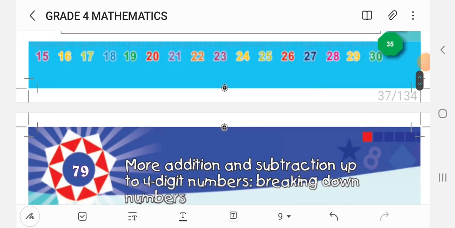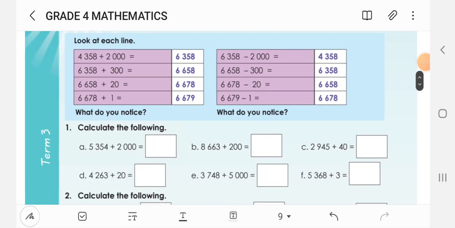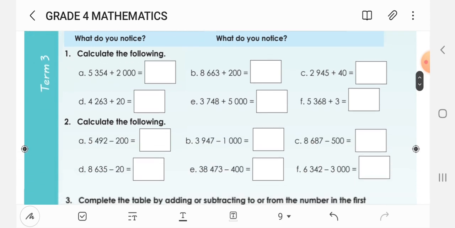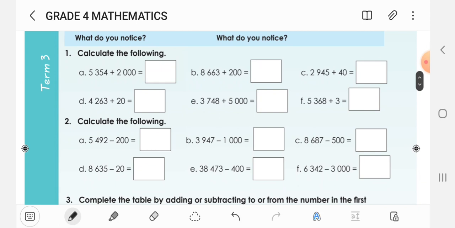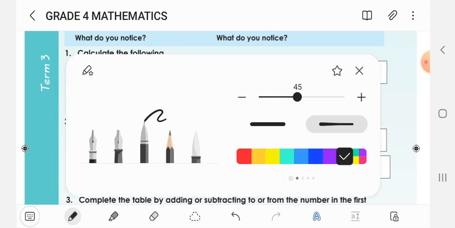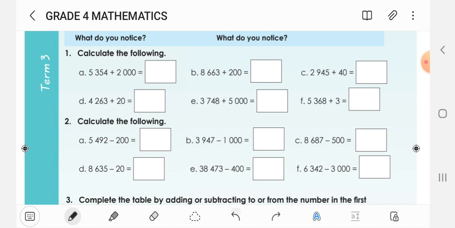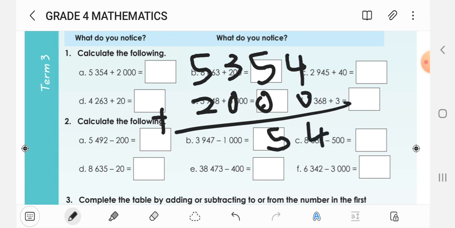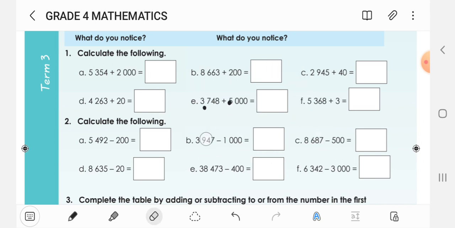So let's look at the last one, which is page 36. So here we're in page 36, and you have to calculate the following. So you need to know how to calculate, because for number A, we will say 5,354 plus 2,000. 4 plus 0, that is 4. 5 plus 0, that is 5. 3 plus 0, that is 3. 5 plus 2, that is 7. So that is the answer for number A.